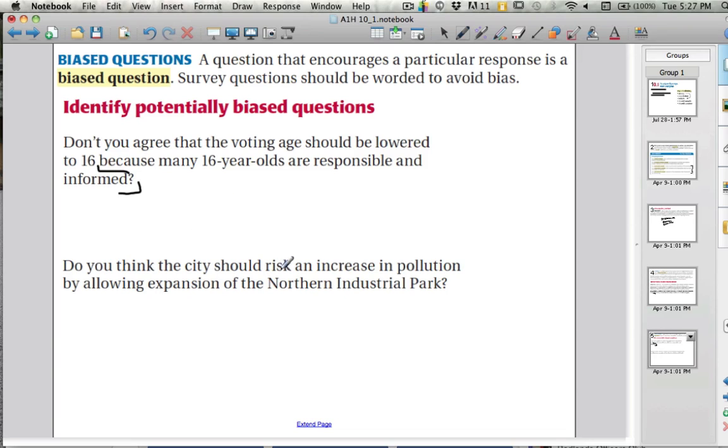"Do you think the city should risk an increase in pollution by allowing expansion of the Northern Industrial Park?" Right here, you're basically given the reason to not do it within the question. They're implying that there is risk in allowing this expansion. They're not just asking, do you believe the city should allow expansion of the Northern Industrial Park? That would be an unbiased question. Okay, so this is just some basic overviews of sampling and populations.